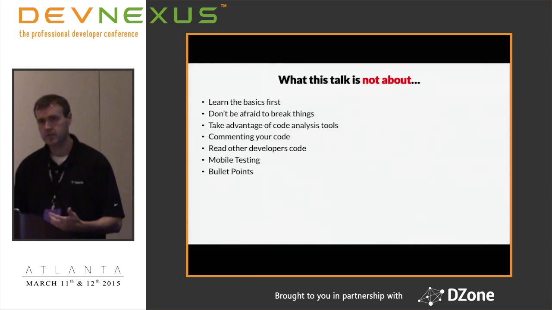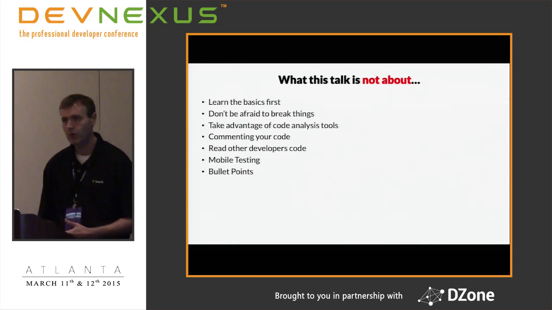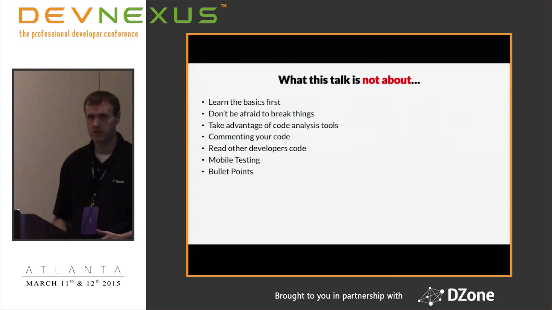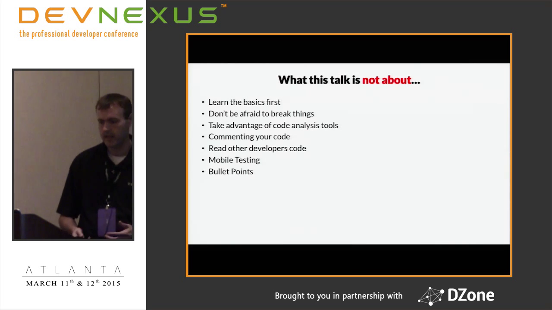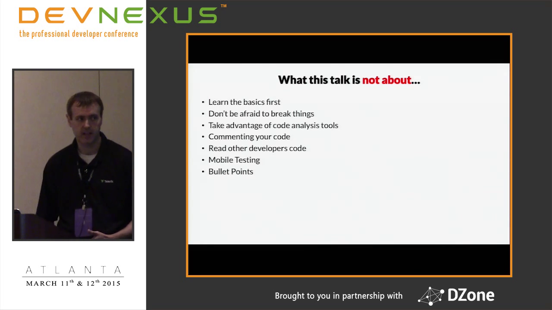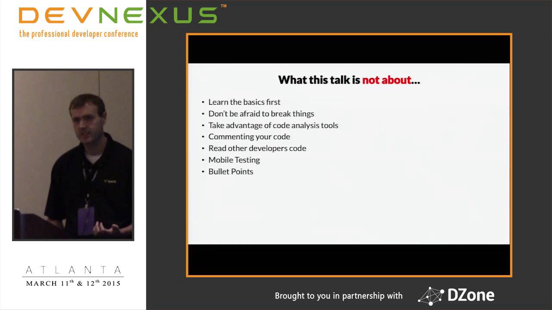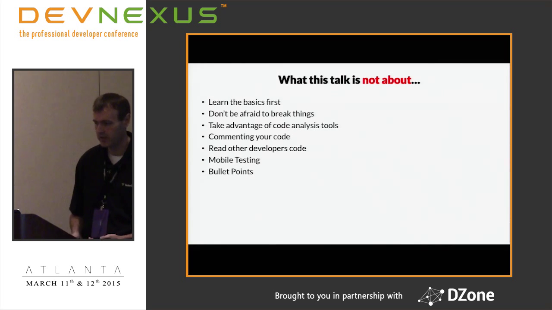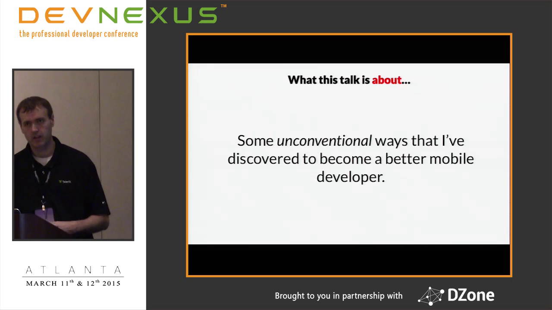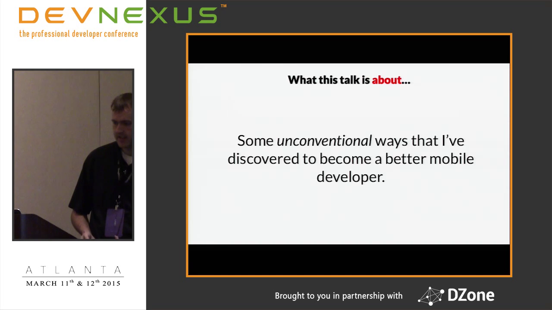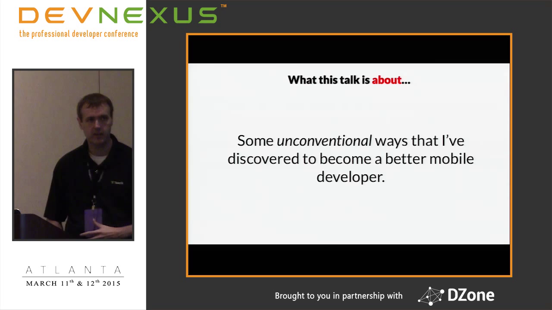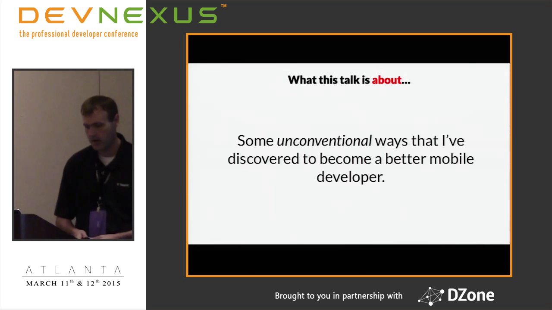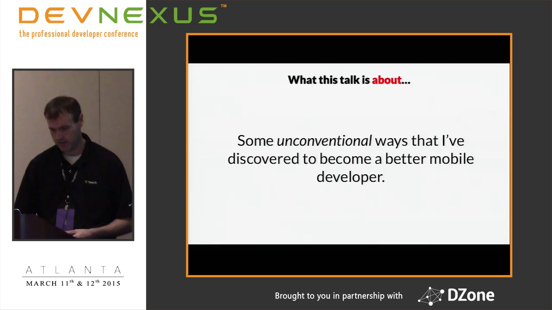So this leads us into what this talk is not really about. We always hear a lot about learning the basics first as you're starting to become a developer, taking advantage of code analysis tools, commenting and reading other developers' code, mobile testing. And it's also not about bullet points. This is going to be more along the line of real world experience. This is a list of some of the unconventional ways that I've discovered personally to become a mobile developer. So, breaking loose from the pack and not following some of the traditional guidelines that most people have been doing.